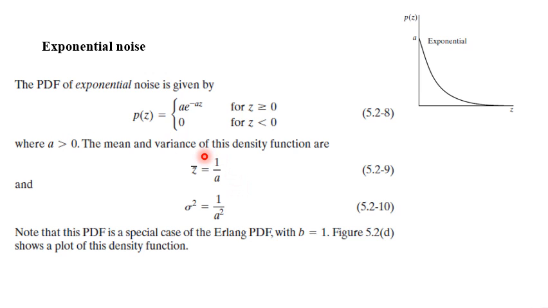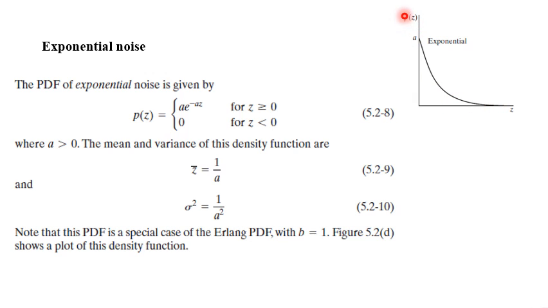Here again the mean and variance are represented: the mean is given by z bar is equal to 1 by a, and the variance sigma square is equal to 1 by a square. If you observe here properly, students, this PDF is actually a special case of your previous gamma function, the Erlang PDF. If I replace b with 1, it becomes a special case of the gamma function, that is nothing but the exponential noise.